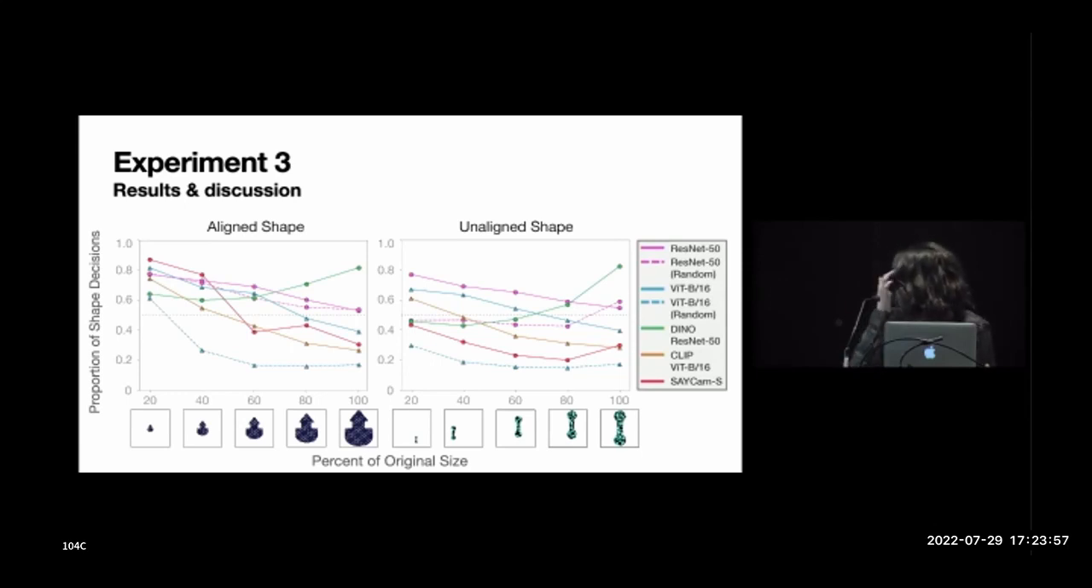One really nice result here is that in the unaligned shape condition, the randomly initialized ResNet 50, which is this dashed pink line, hovers around chance levels of shape bias. And this is actually the average of 10 random ResNets. So that's quite nice because that's in some way what we would expect from a model with no prior visual experience. And notably, the supervised ResNet 50 and ViT V16, the solid pink and blue lines, demonstrate a higher degree of shape bias than their untrained counterparts for most of the size and alignment conditions, which indicates that that style of training may increase model sensitivity to shape information for these novel stimuli.